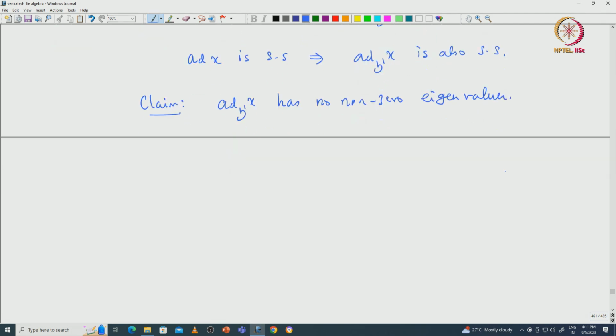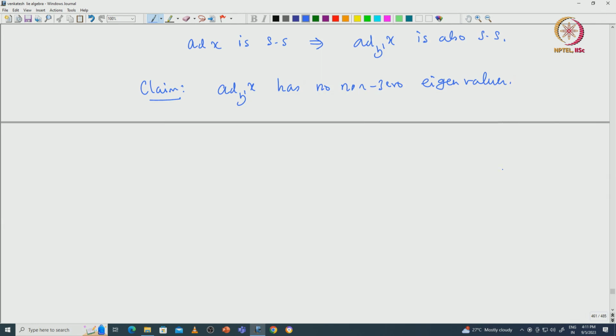So, how does one check this? By contradiction. Assume that it has a non-zero eigenvalue, let us call it a, and the corresponding eigenvector, call it y. So that means we have an equation of the form [x, y] = a y, where a is non-zero. So, this is by contradiction.